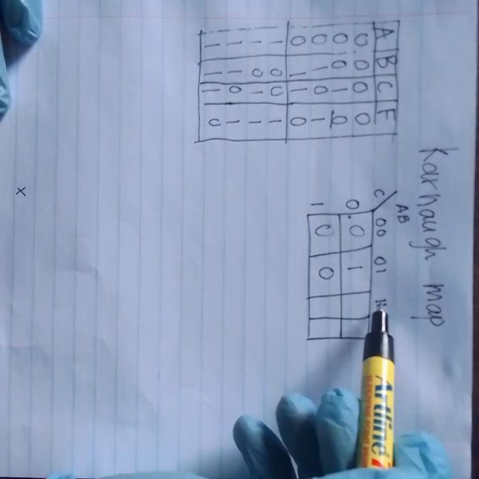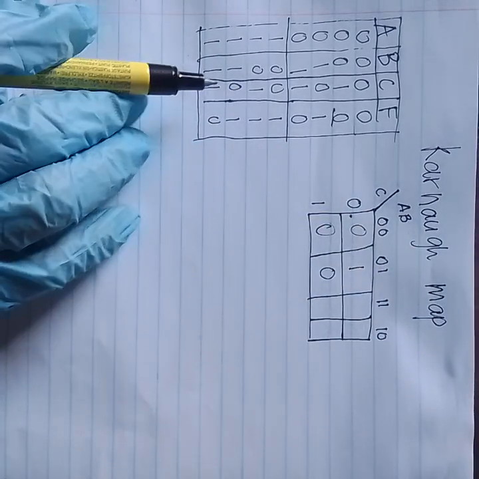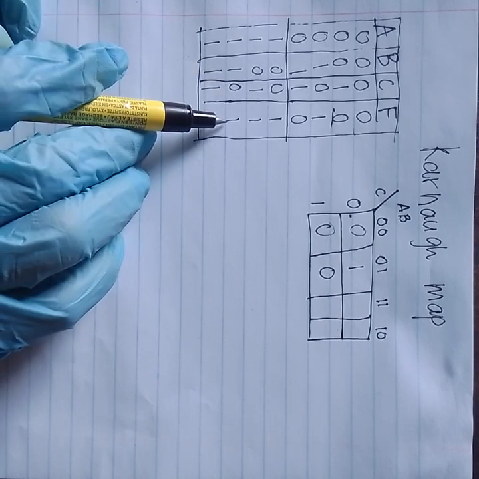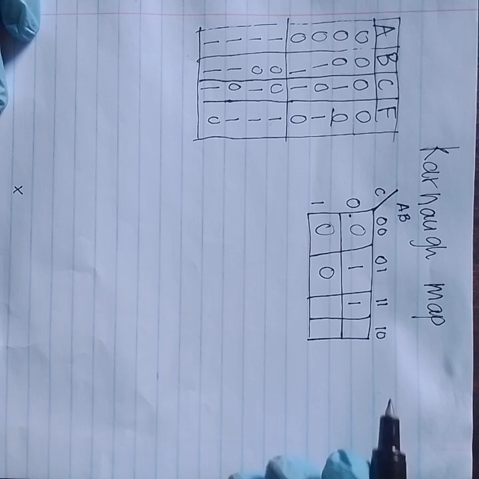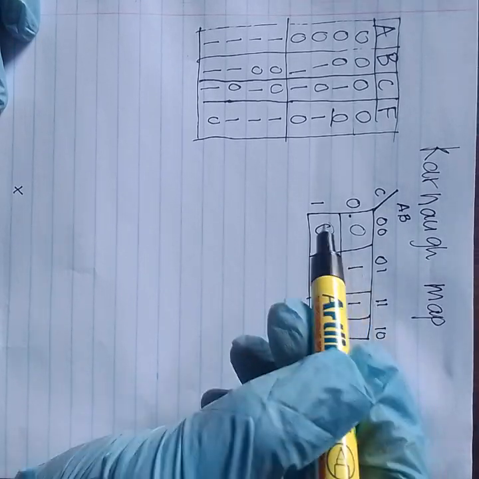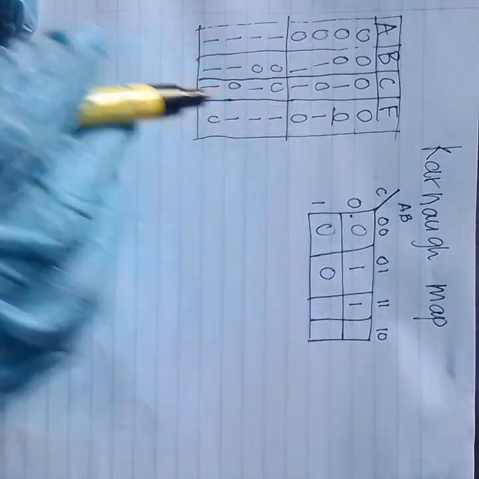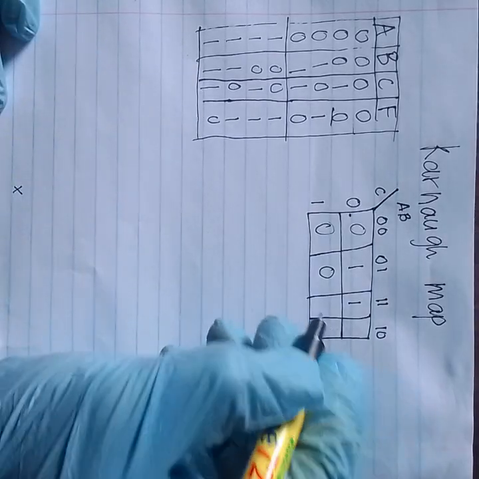When A is 1, B is 1 and C is 0, output is 1. We write 1 here. When A is 1, B is 1 and C is 1, the output is 0.